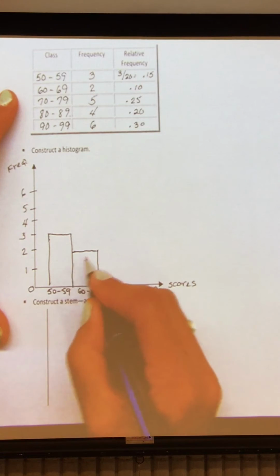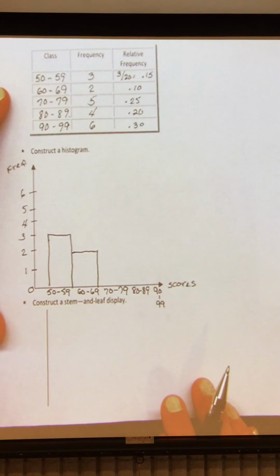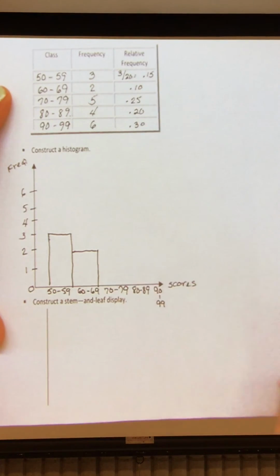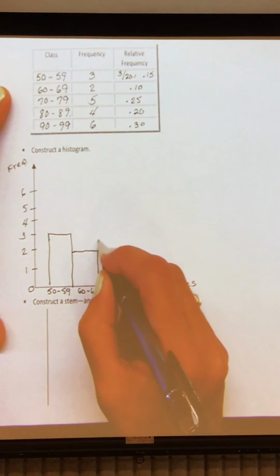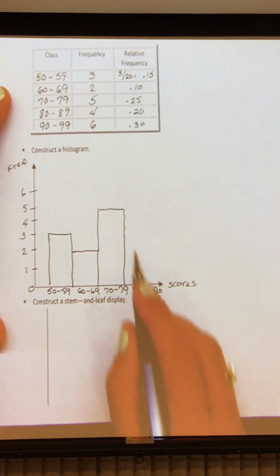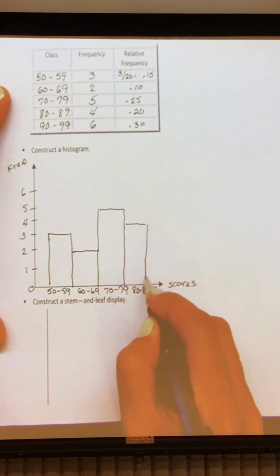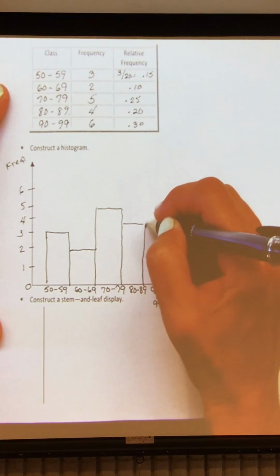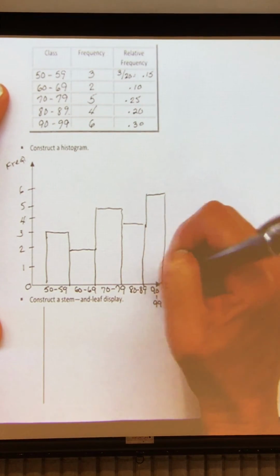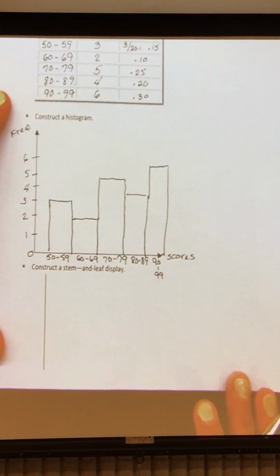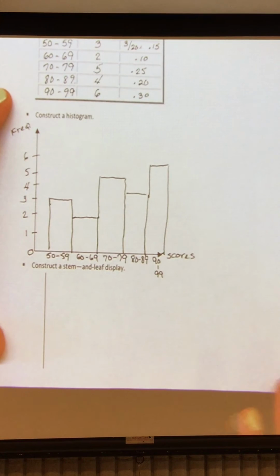And again, remember that in your histogram there are no gaps between your bars. So make sure they all touch. 70 to 79, you have 5. 80 to 89, you have 4. And then the last class, 90 to 99, you have 6. And that is your histogram for this quantitative data.